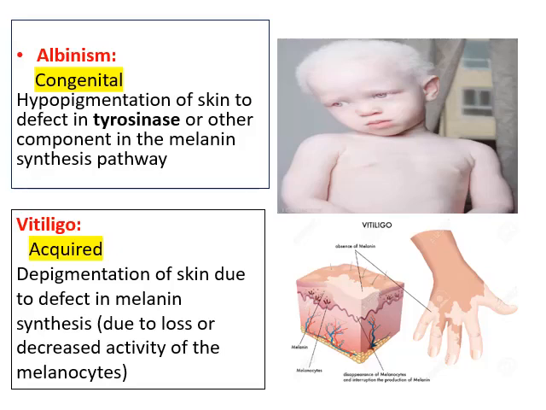However, vitiligo is an acquired disease. It is an acquired disease leading to depigmentation of the skin in some areas, also due to a defect in melanin synthesis or a loss or decrease in the activity of the melanocyte. The melanocytes start to show decreased activity, leading to depigmentation of some areas in the body.